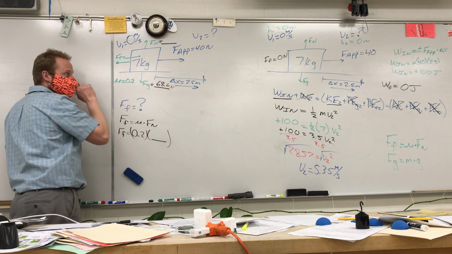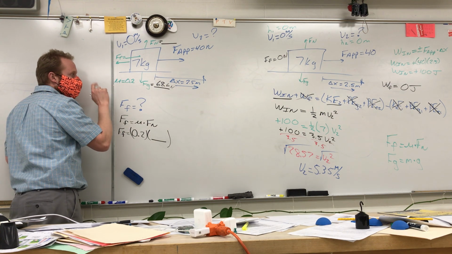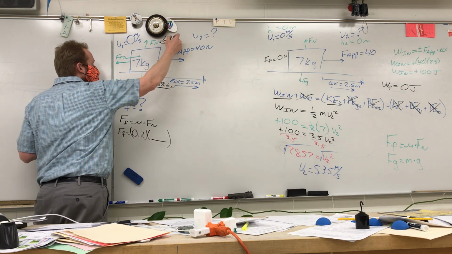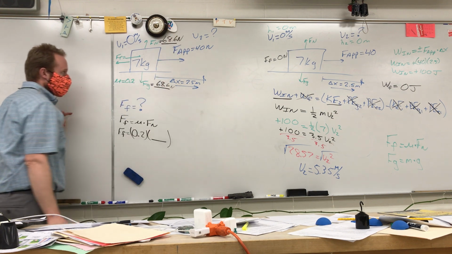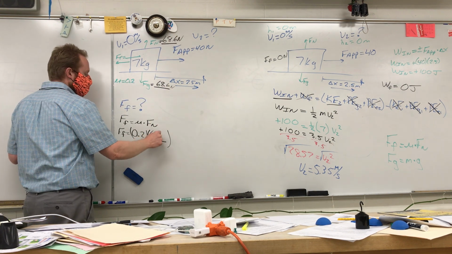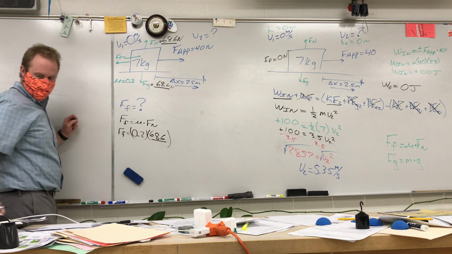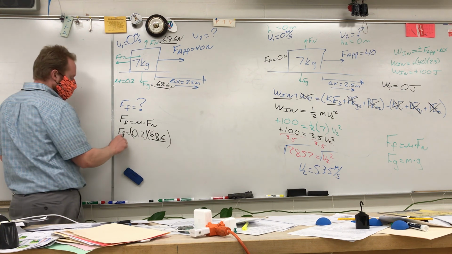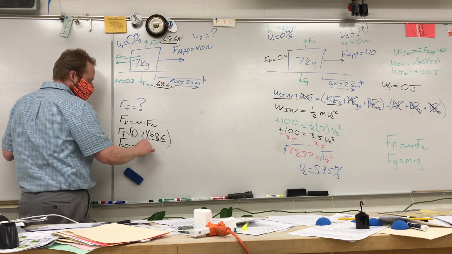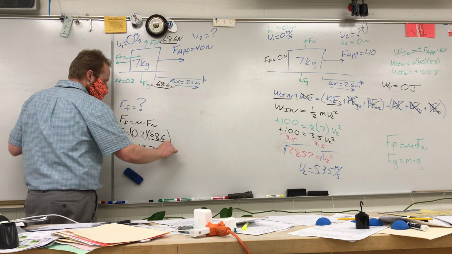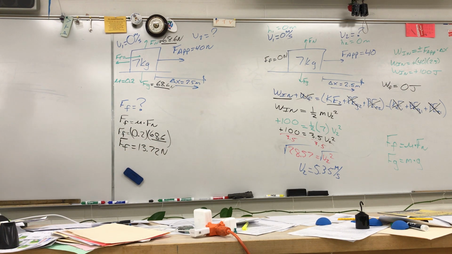Because your forces are balanced or unbalanced in the y direction? Balanced. They're balanced, then that means this is also gonna be 68.6. So then what's 68.6 times 0.2? Your F of F is gonna be 13.72 newtons.